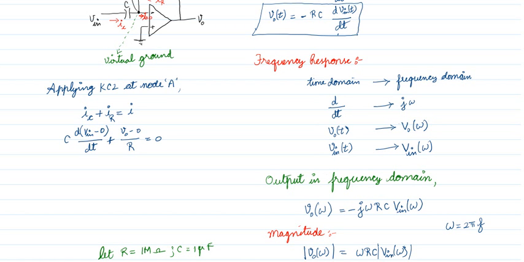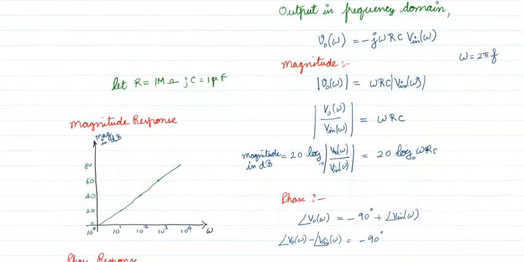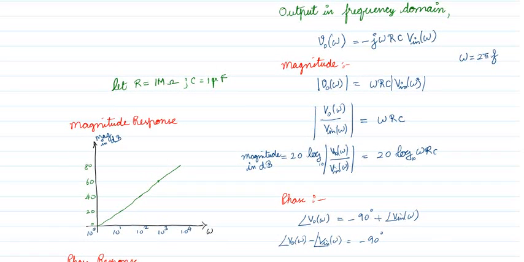Now, I can convert this expression, that is v naught of t equal to minus rc dv in of t by dt, into frequency domain. So v naught of omega equals minus, differentiation becomes j omega, minus is there, so minus j omega rc v in of omega. Okay, right. Now what is omega? Omega is nothing but the angular frequency, that is your 2 pi f.